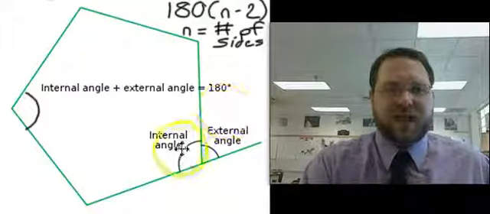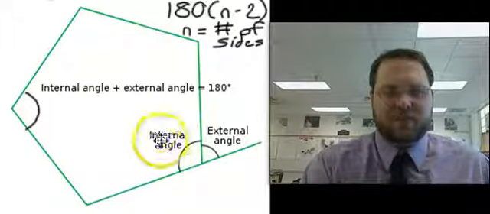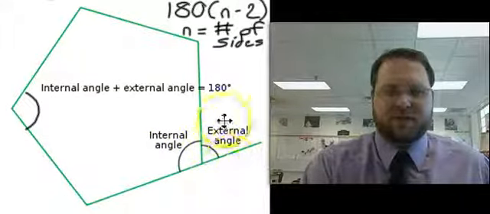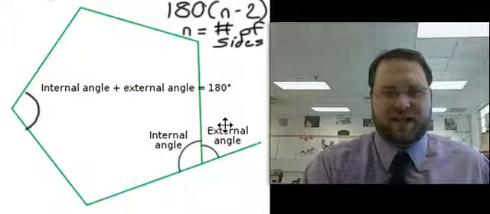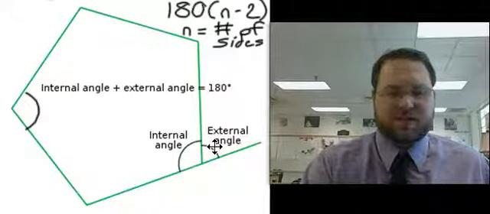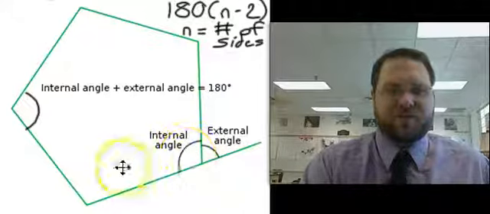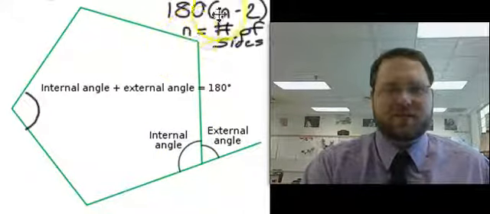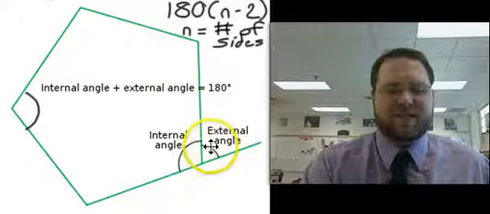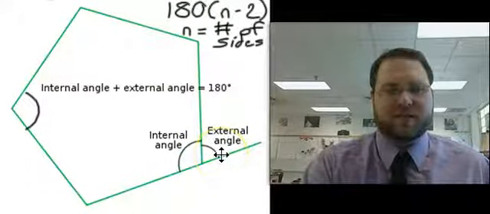So things we were looking at in this that you need to know: what an interior or internal angle is. You need to know what an exterior or external angle is. You need to know that they're always supplementary to each other. You need to know how to find the sum of all the interior angles. It's that formula right there. And you need to know that the sum of the exterior angles is always 360.